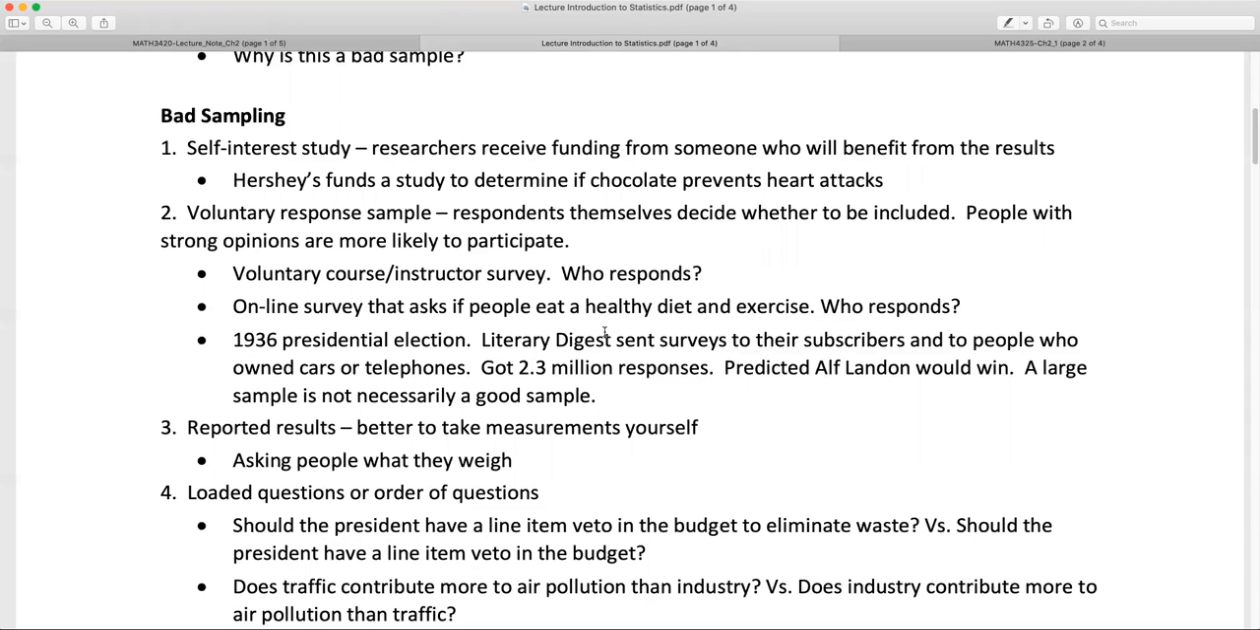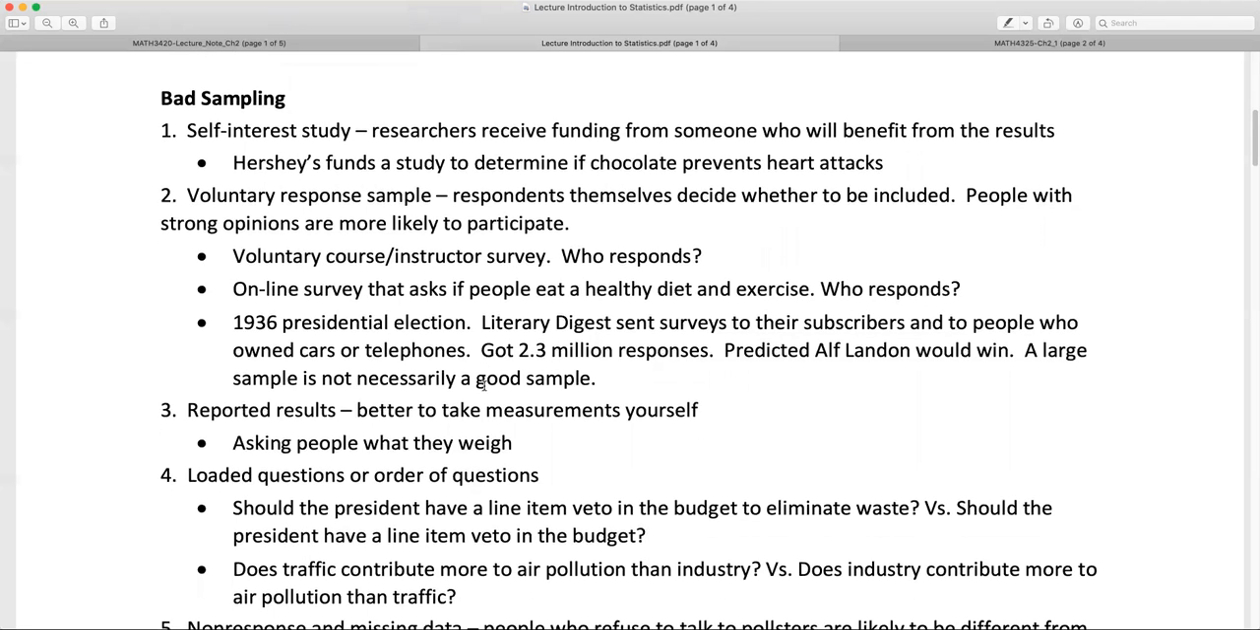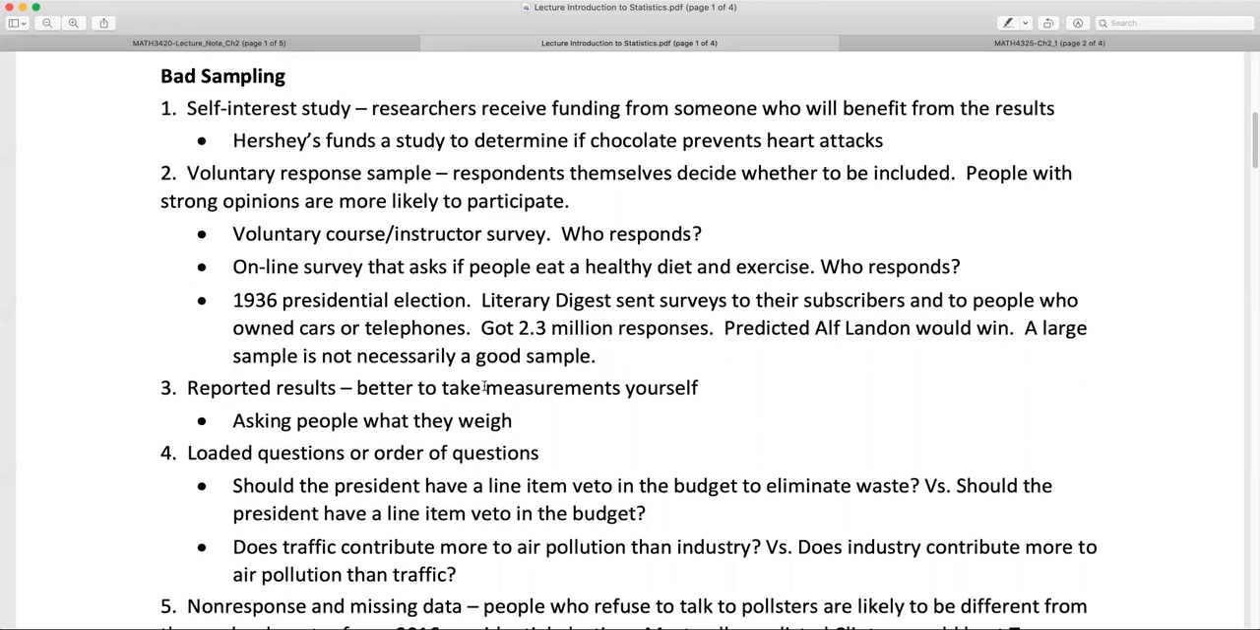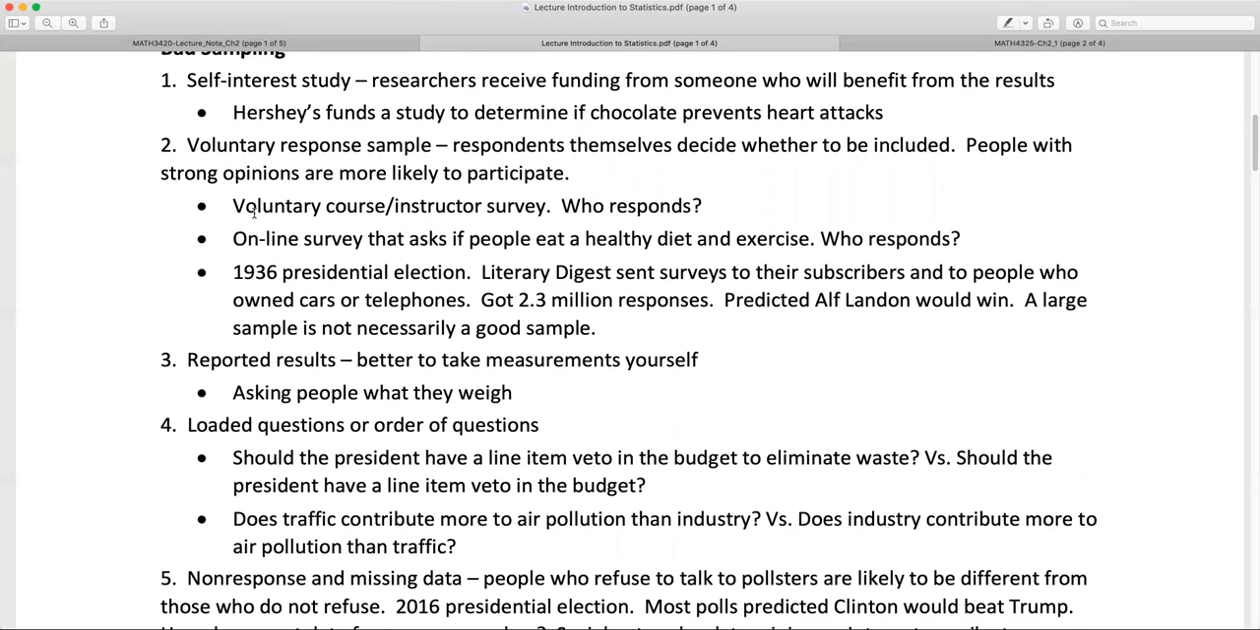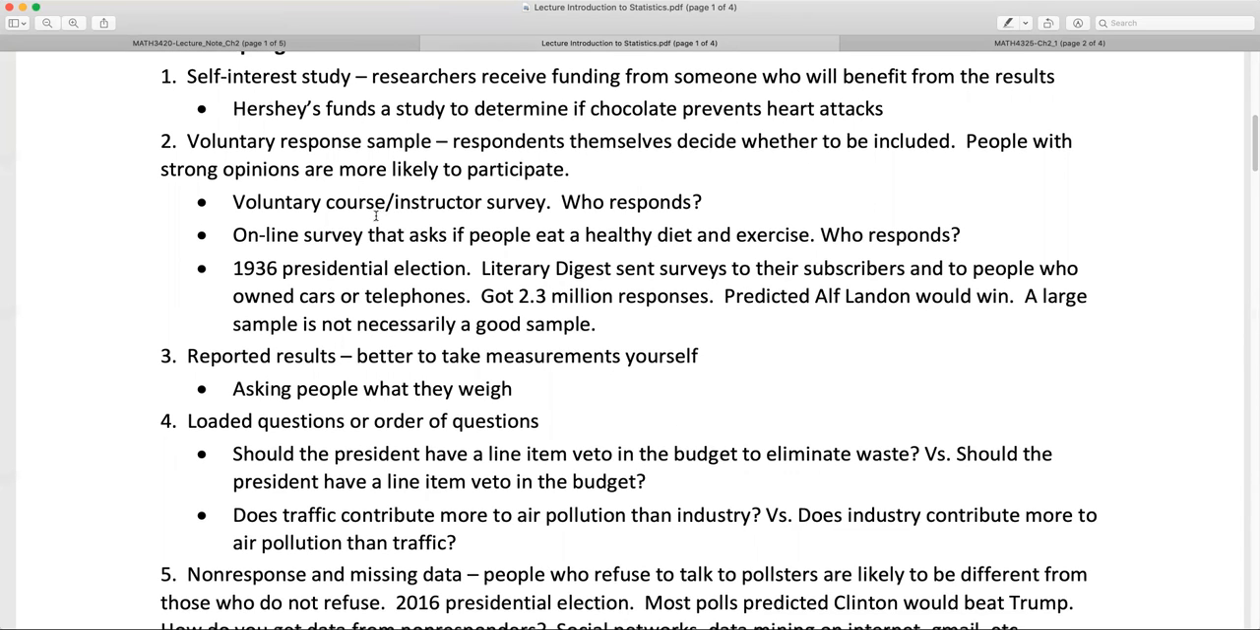The next one is voluntary response sample. Respondents themselves decide whether to be included, so people with a strong opinion are more likely to participate. For example, a voluntary course instructor survey. When you survey about the course and the instructor, who is going to respond? Definitely just the students who took the course. So that's not a good sample.